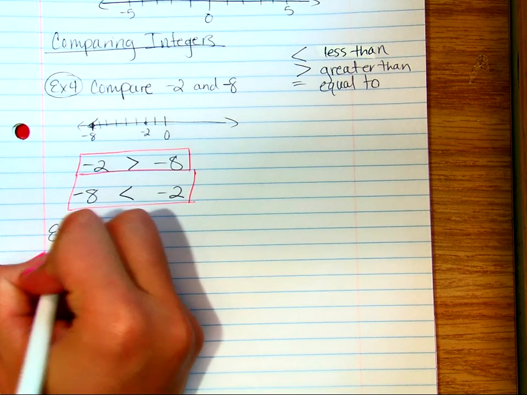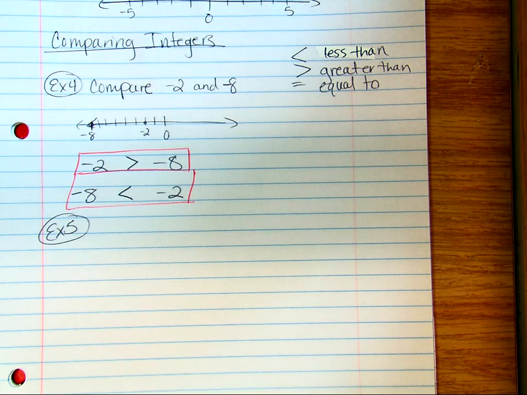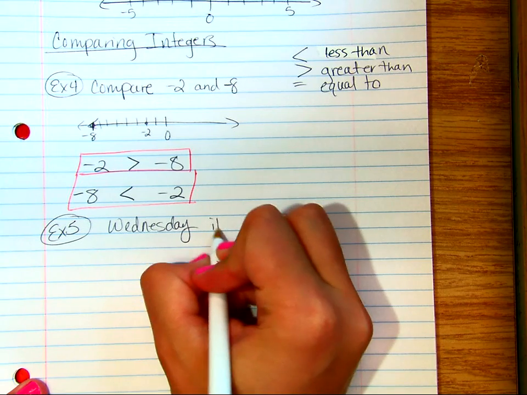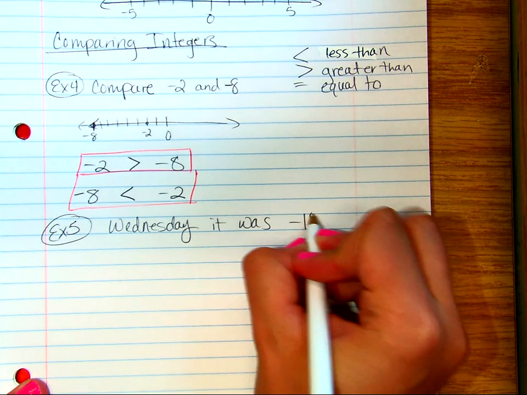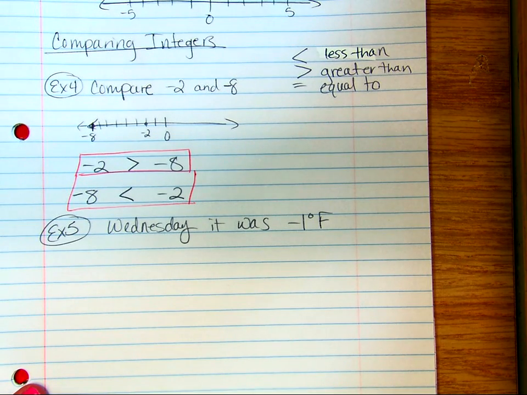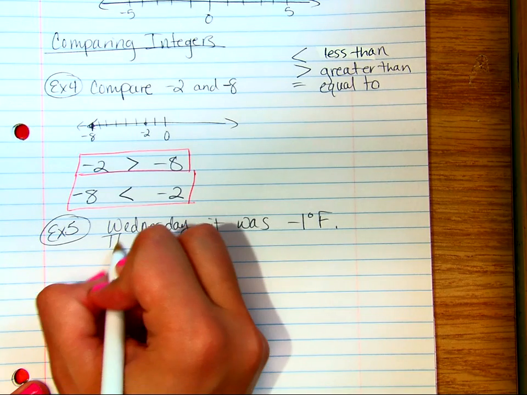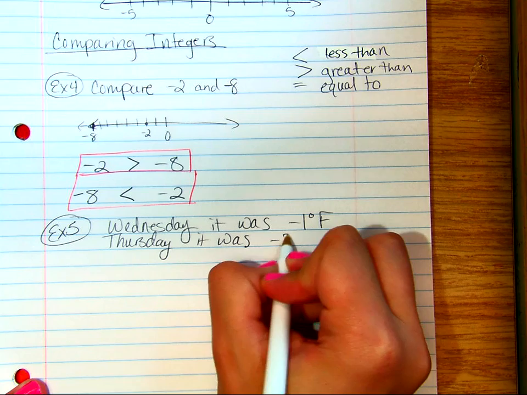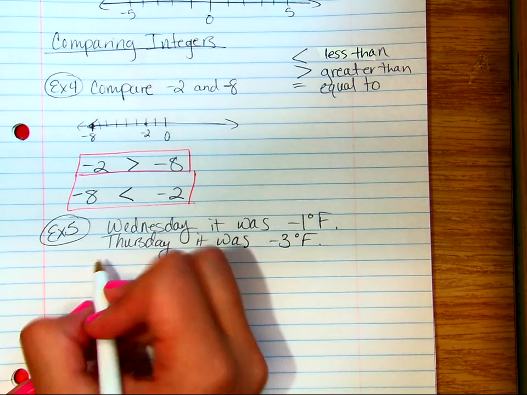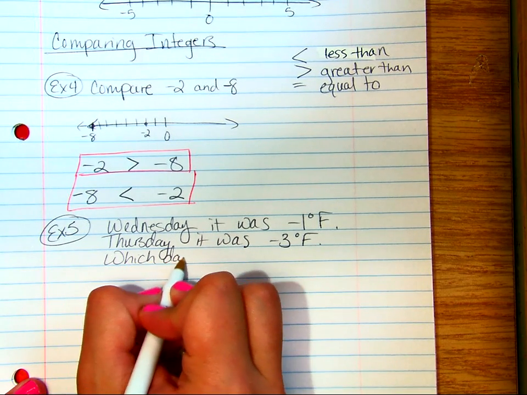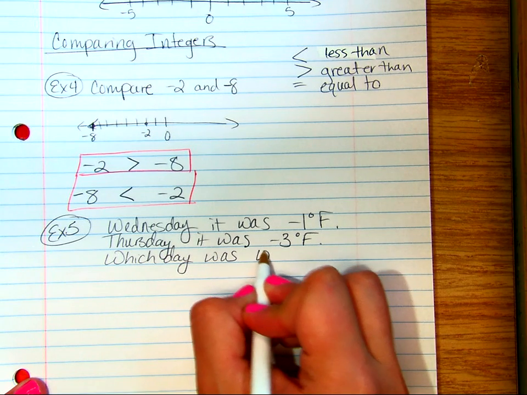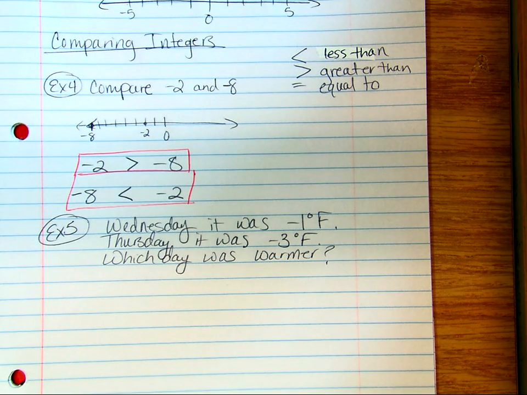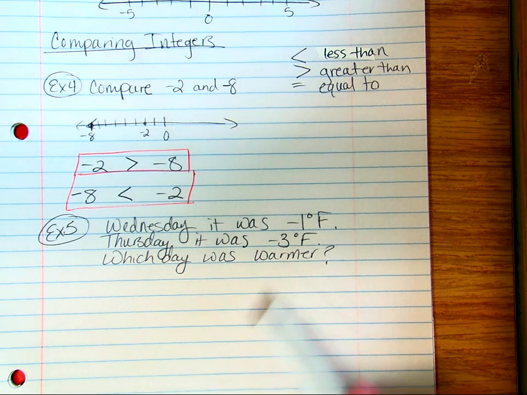So example 5. Let's say Wednesday, it was -1 degrees Fahrenheit. We'll assume it's the winter time. Thursday, it was -3 degrees Fahrenheit. Which day was warmer? In other words, which day had the higher temperature? So which of these numbers is bigger?